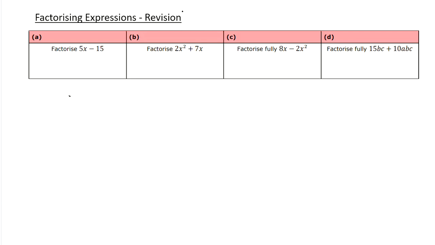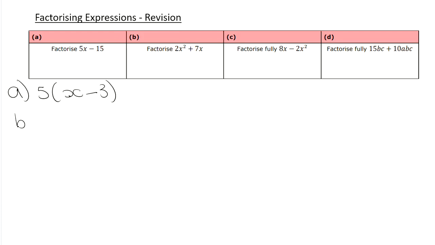Okay, factorising expressions, some revision. So we're looking for the highest common factor of both terms. So let's have a look at A. The highest factor that's common to 5x and 15 would be 5. So this is going to go outside my bracket. So I can do 5x divided by 5. That's just going to leave me with x. And 15 divided by 5 is going to be 3. So there's the first one.